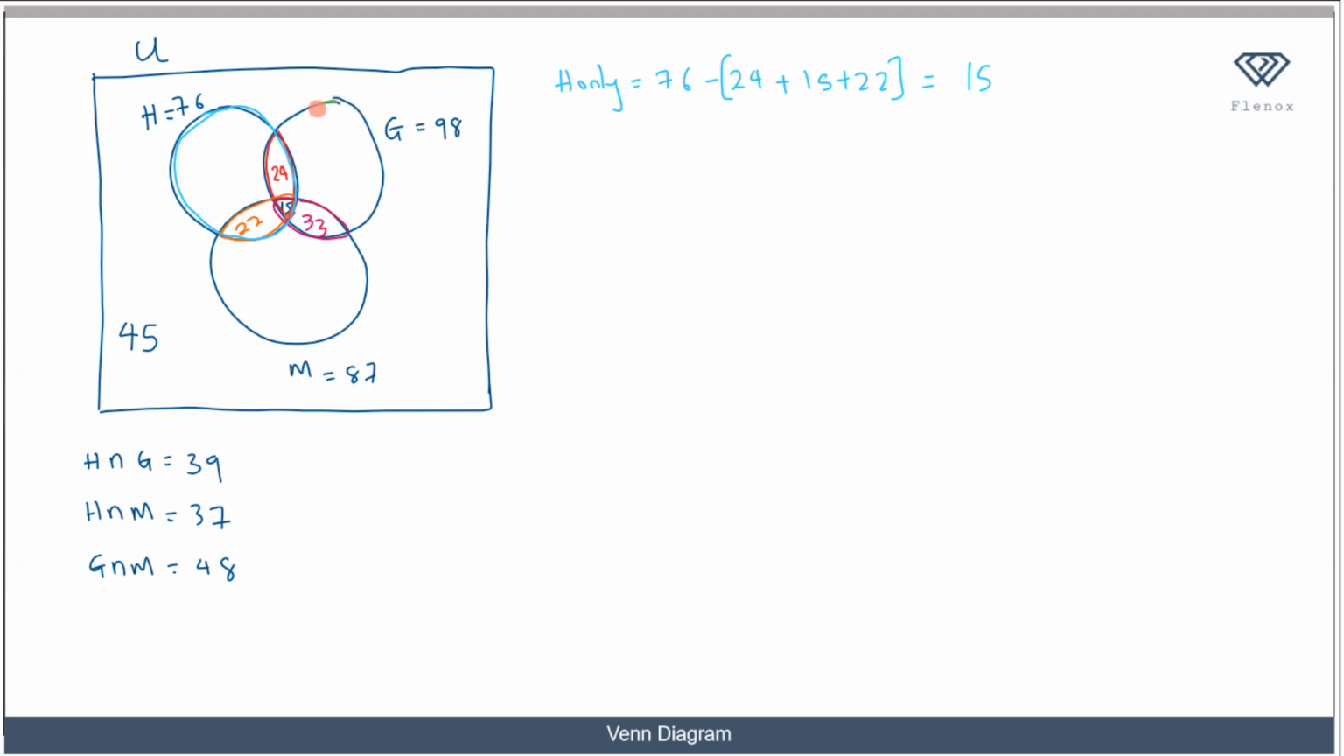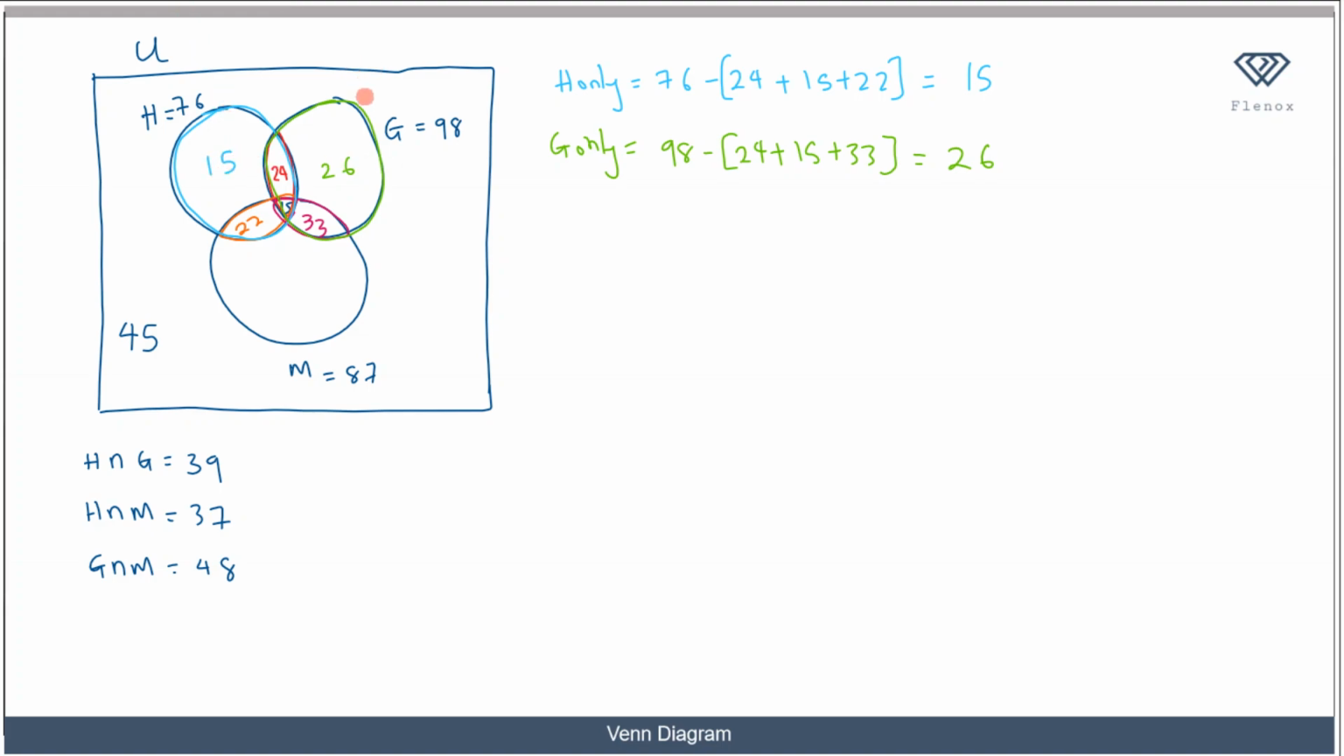For geography alone, let's represent it with this green line over here. We are told that the total number that like geography is 98, but it comprises all this circle. But we know what the smaller fractions are, so we can calculate what is within here. So geography only will be 98 minus the sum of 24 plus 15 plus 33, and that gives me 26. So what I have here is 26. I forgot to put that here, I have 15 here.